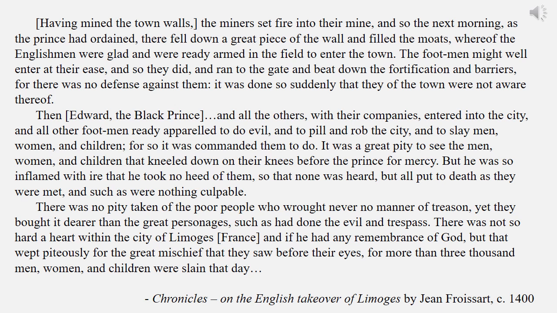There was not so hard a heart within the city of Limoges, if he had any remembrance of God, but that wept piteously for the great mischief that they saw before their eyes, for more than 3,000 men, women, and children were slain that day.